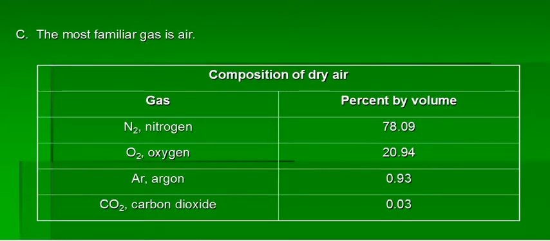The most familiar gas to us is air. Air is comprised mostly of nitrogen, about 78% nitrogen, 21% oxygen, about 1% argon, and then a very small amount of carbon dioxide, if we exclude water vapor from that.